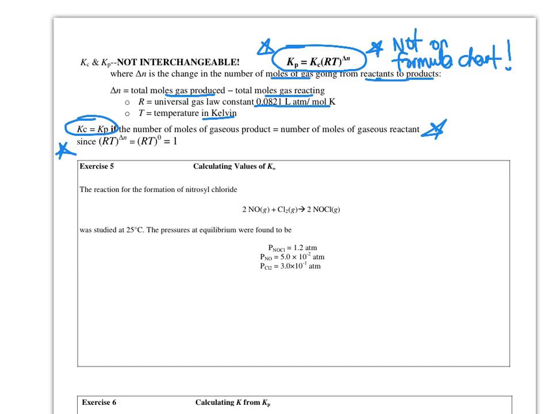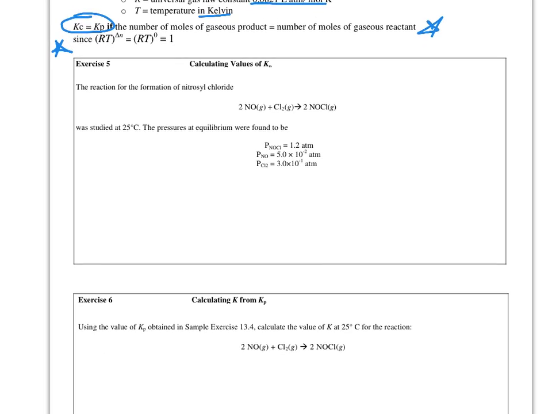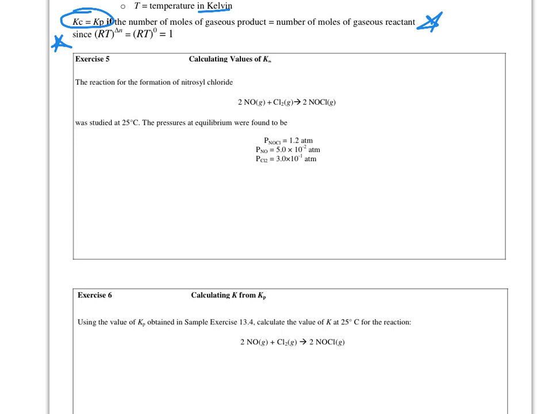All right, so let's look at this example they've got for exercise 5. In this example, the reaction for nitrosyl chloride was studied at 25 degrees Celsius. Pressures at equilibrium were found. Notice, at equilibrium. So we could plug those into our equilibrium expression. All right, so we're going to set up our equilibrium expression first.